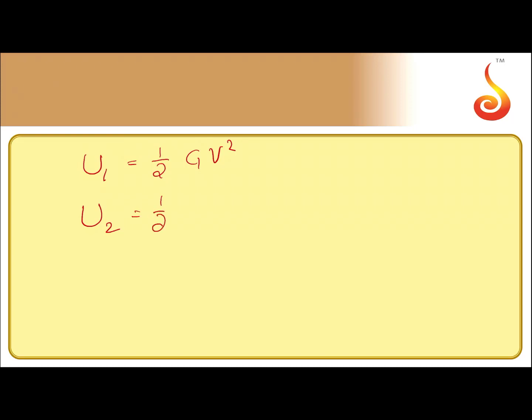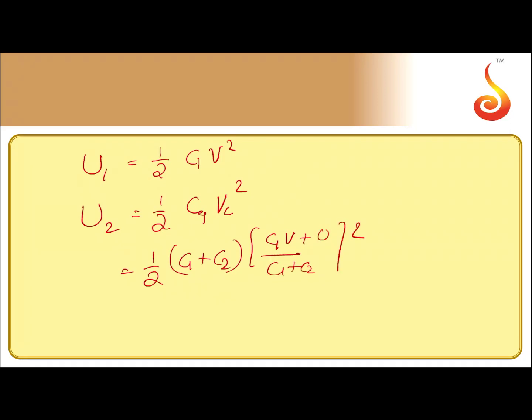Final energy is half C equivalent and V common square. That is equal to half C1 plus C2, and common potential is C1 V1 plus C2 V2 divided by C1 plus C2. That is C1 V plus 0 divided by C1 plus C2 whole square. That is nothing but half C1 square V square divided by C1 plus C2. One set of C1 plus C2 cancels.